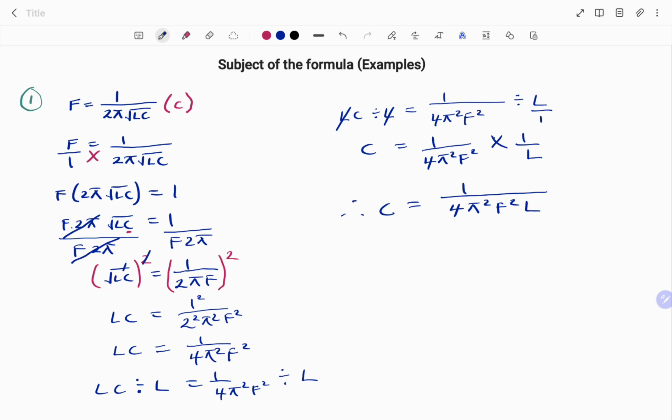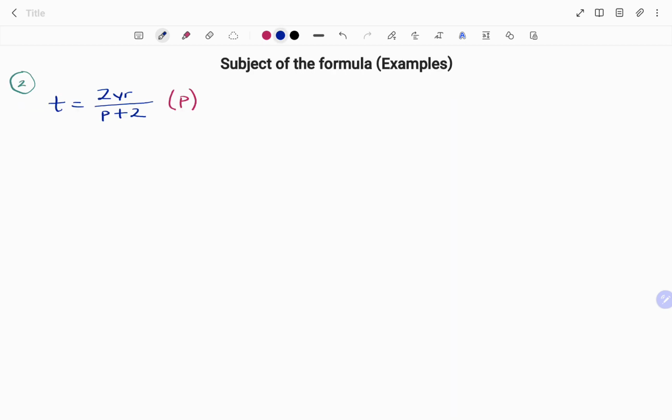Let's go to the other example. In the second example, I have T equals 2VR all over P plus 2. I'm to make P the subject of the formula. Like I said earlier, any variable or whole number is over 1. I'm going to cross multiply again here. And then I have T times, in bracket, I'm going to put that in the bracket because it's an expression, P plus 2 equals 2VR.